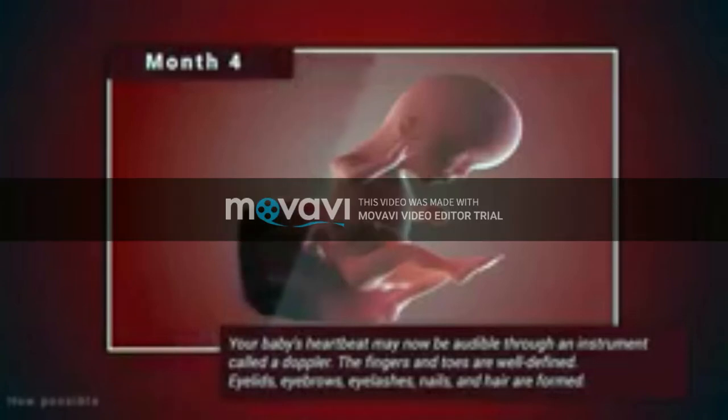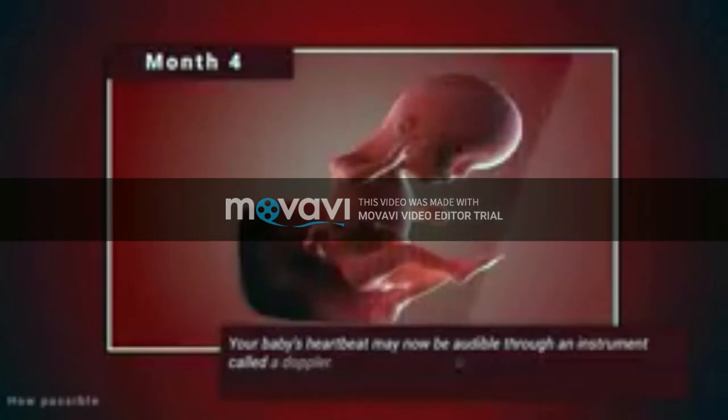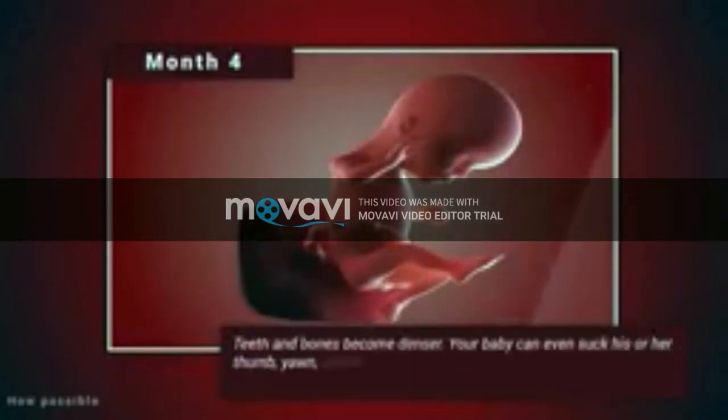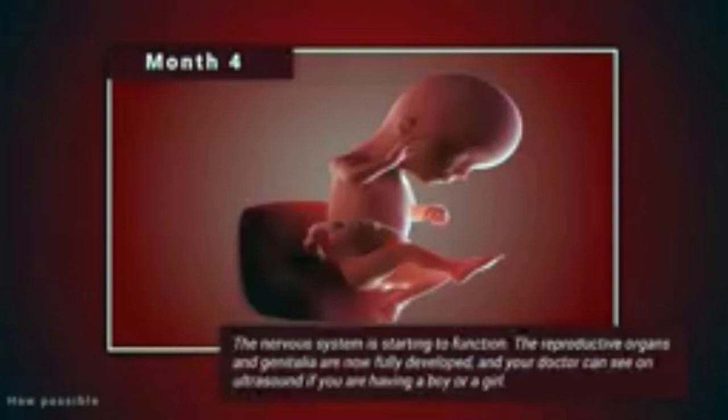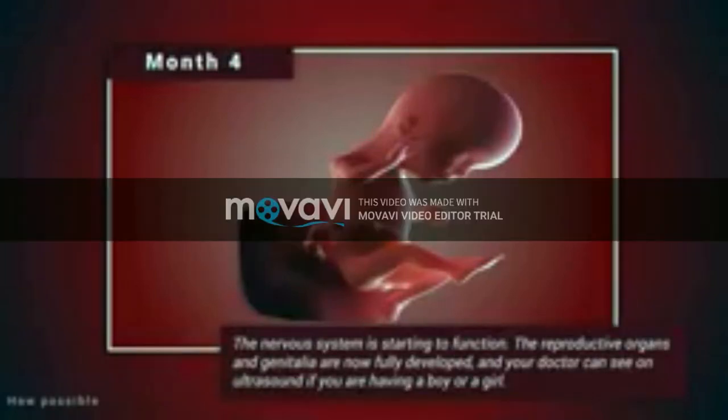Month 4. Your baby's heartbeat may now be audible through an instrument called a Doppler. The fingers and toes are well defined. Eyelids, eyebrows, eyelashes, nails, and hair are formed. Teeth and bones become denser. Your baby can even suck his or her thumb, yawn, stretch, and make faces. The nervous system is starting to function.